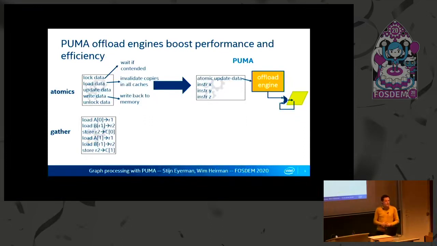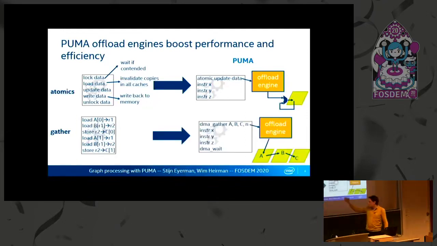Similarly, gather operations. For example, if you want to gather some characteristics of the neighbors of a vertex, the normal operation is that you load the index of the first neighbor, then you load the data of the neighbor and store it somewhere. So that's a very intensive process for the core. So we have this DMA gather offload engine. The core again just issues this DMA gather instruction and then continues executing. And in the background, the offload engine performs the necessary memory accesses without actually needing to move all the data to the core itself. Other operations are memcopy, barriers, queues, and so forth.